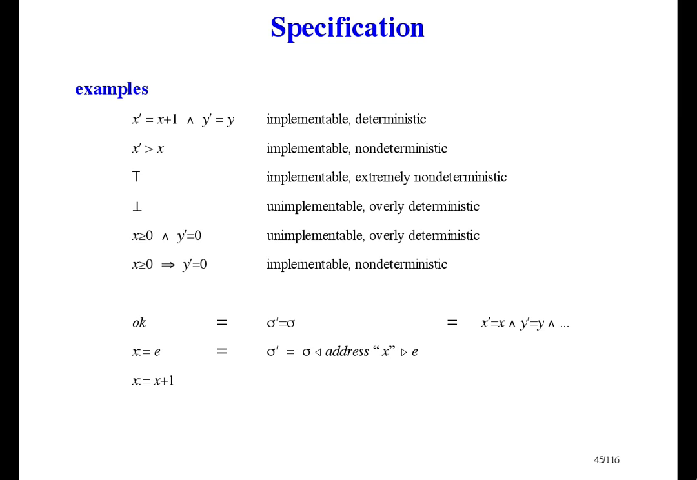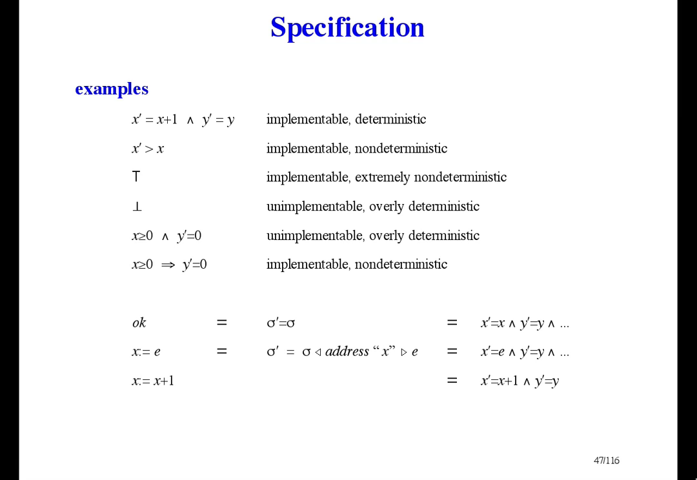At the low level, it means sigma prime is the same as sigma, except at address x, the value is e. At the high level, it means x prime equals e, and y prime equals y, and so on, whatever the other variables are. For example, if the variables are just x and y, then x gets x plus 1 means x prime equals x plus 1, and y prime equals y. Assignment means the variable being assigned has the right final value, and all other variables are unchanged. Don't forget that last part.